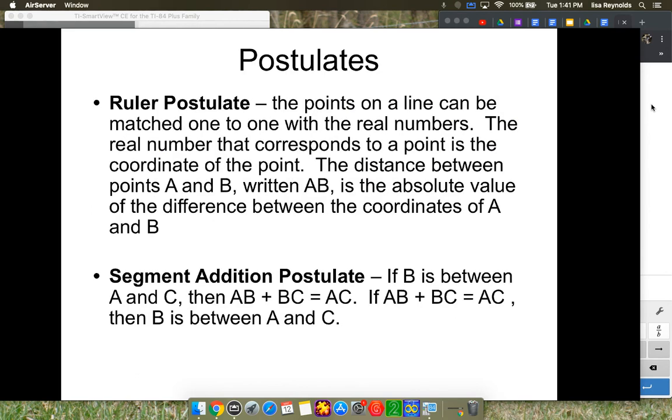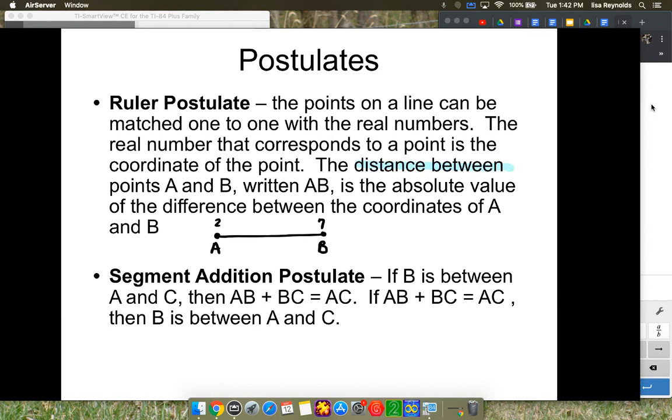Our first postulate is the ruler postulate, and most of you probably feel comfortable using a ruler to measure a segment, but most of you always start out with the ruler at 0. This postulate basically tells you what you can do if it's not lined up at 0. So we can match each of our endpoints with a number. These are now the coordinates of our endpoints.